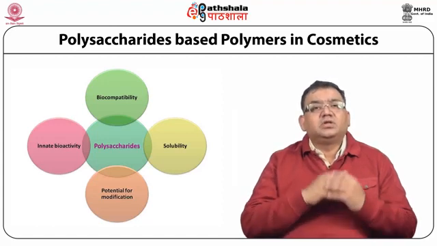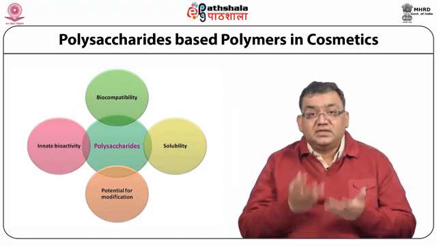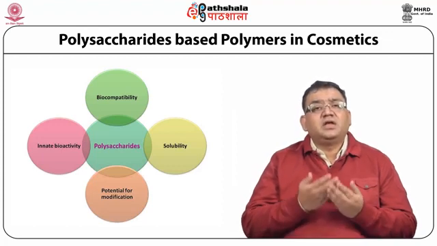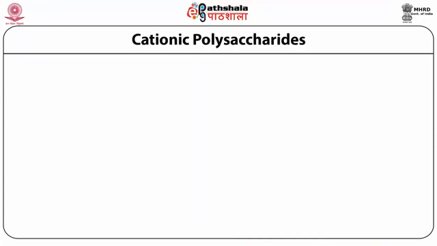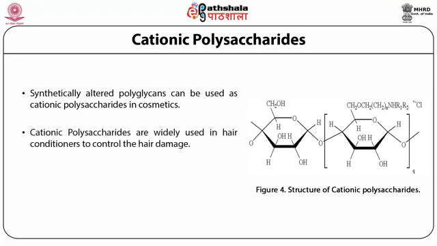The other naturally occurring anionic polysaccharides are alginic acid, carrageenans, xanthan gum, hyaluronic acid, chondroitin sulfate, and gum exudates like arabic, karaya, and tragacanth. Cationic polysaccharides: synthetically altered polyglycans can be used as cationic polysaccharides in cosmetics. Cationic polysaccharides are widely used in hair conditioners to control hair damage. Chitosan is not cationic and water soluble unless the pH value is below 7.